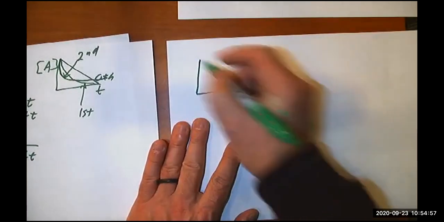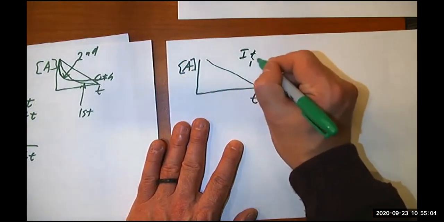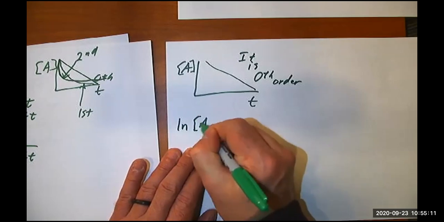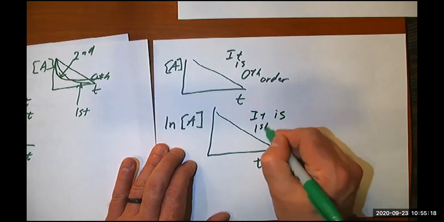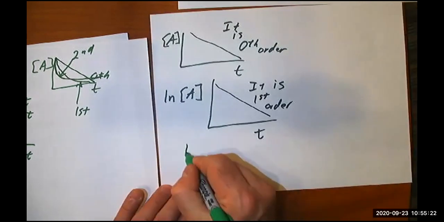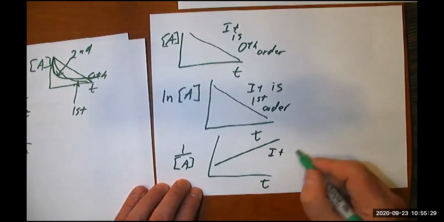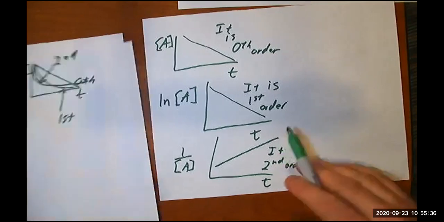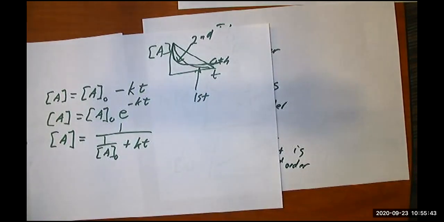If you plot concentration of A versus time and get a straight line, it is 0th order. If you plot the natural log of concentration versus time and you get a straight line, it is 1st order. And if you plot 1 over the concentration versus time and you get a straight line, it is 2nd order. And we get that from these equations, manipulating them into what's called the linearized form, which I also did in the integrated rate law content video.